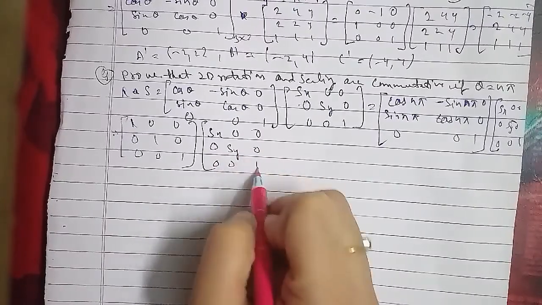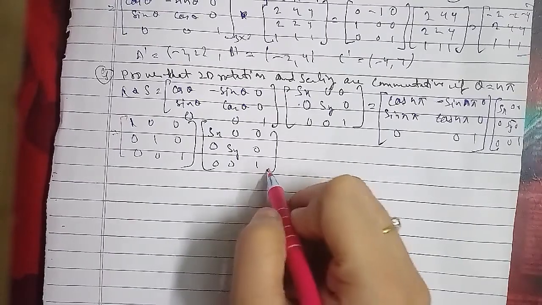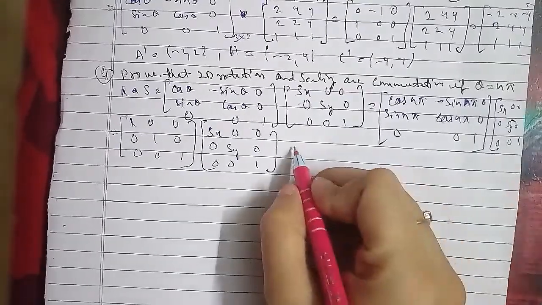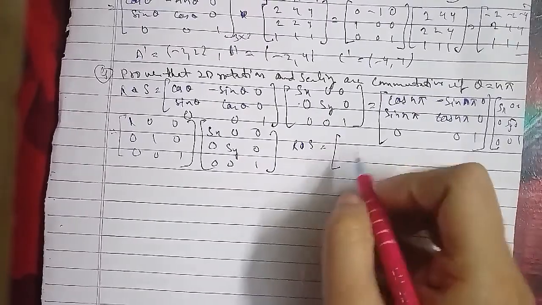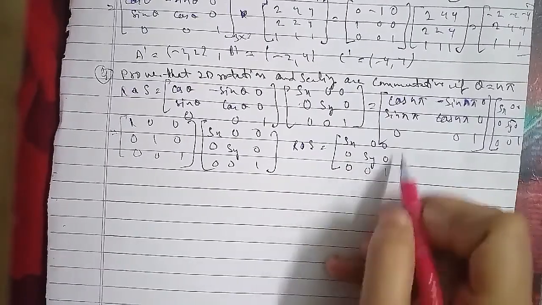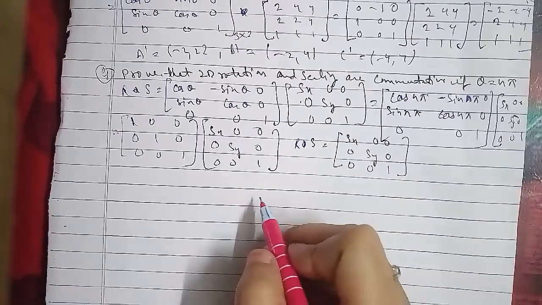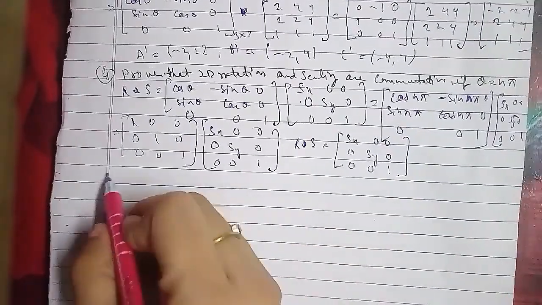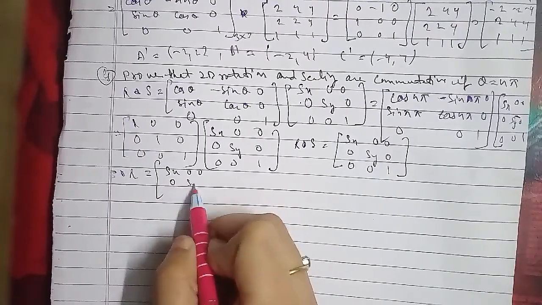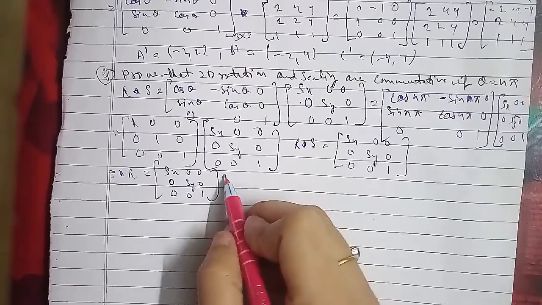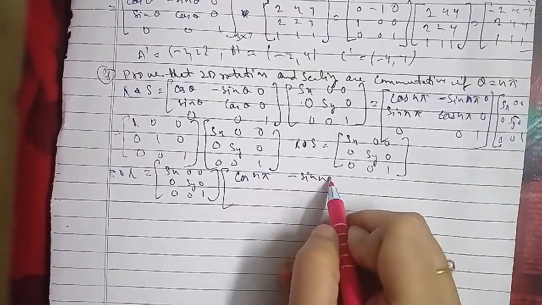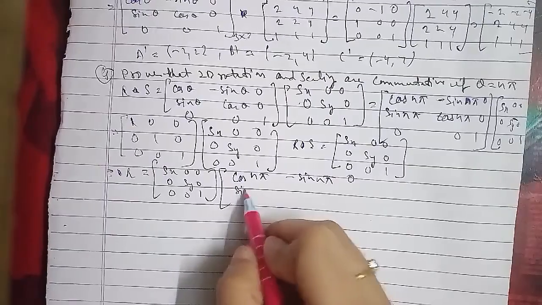And by multiplying, we find that R times S equals Sx, 0, 0, 0, Sy, 0, 0, 0, 1. Similarly, we can say that for S times R, which equals Sx, 0, 0, 0, Sy, 0, 0, 0, 1, multiplied by cos n phi, minus sin n phi, 0, sin n phi, cos n phi, 0, and 0, 0, 1.